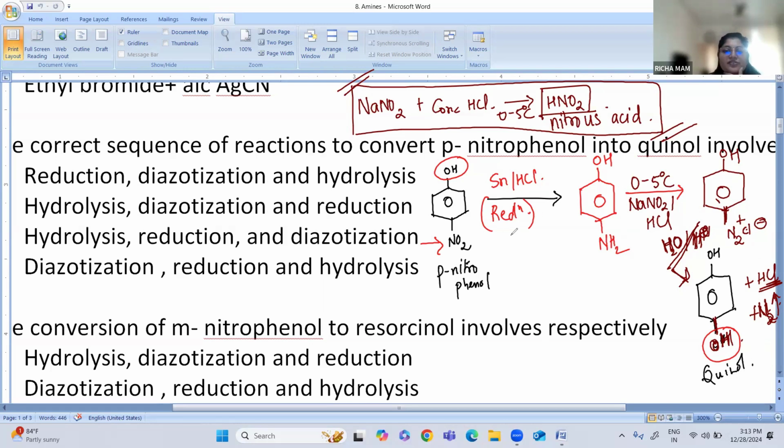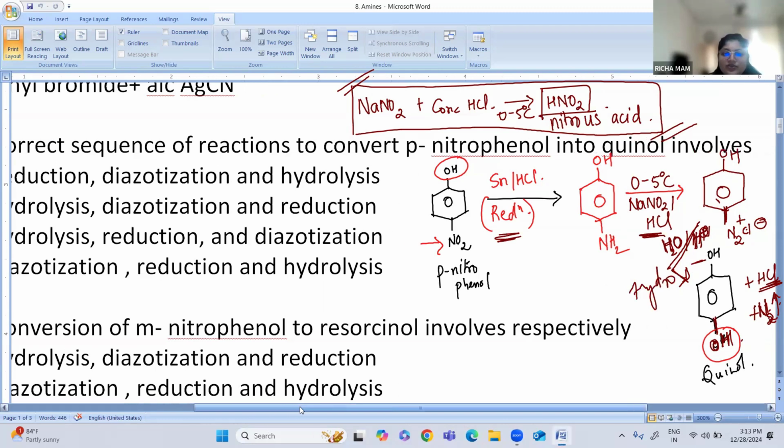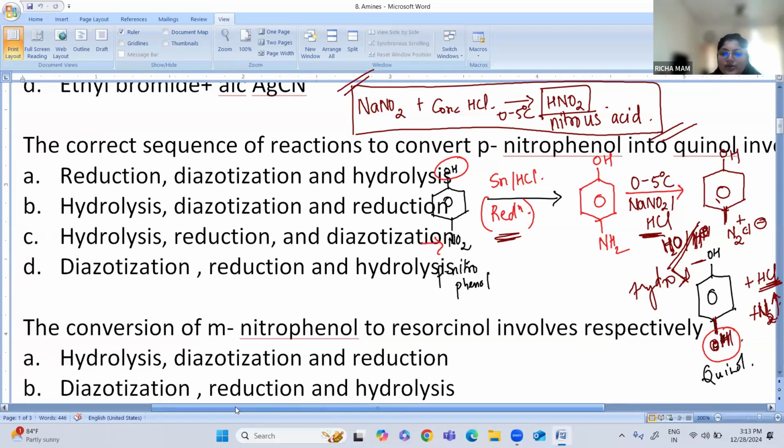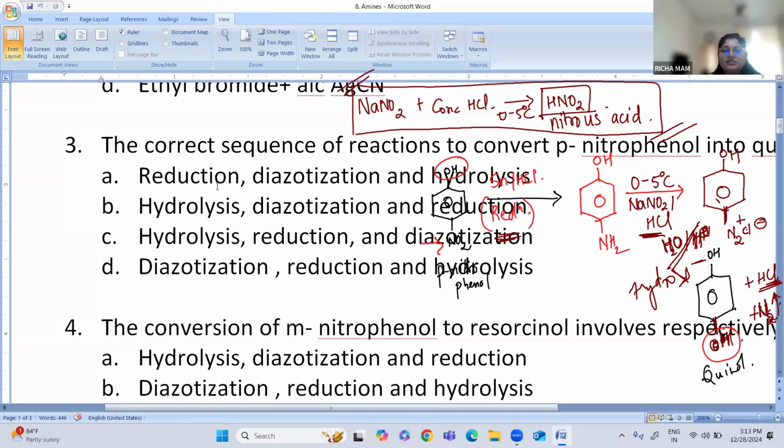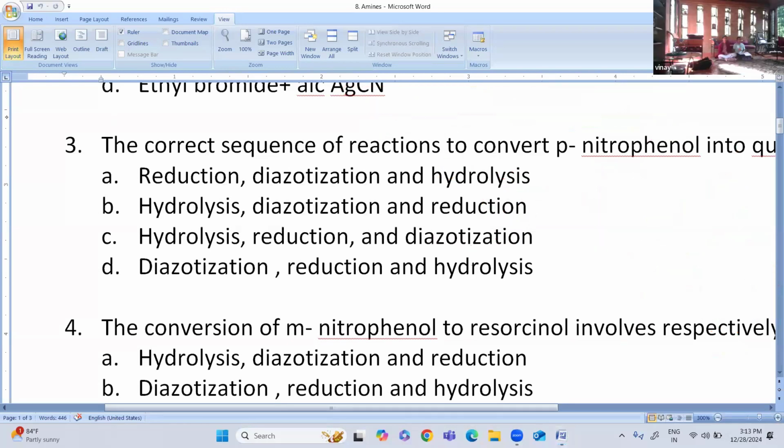So what are the steps? First is reduction, second is diazotization, and third is hydrolysis. So which is the answer here? Correct sequence of reactions to convert paranitrophenol to quinol: reduction, diazotization, and hydrolysis. So option number A is the answer.